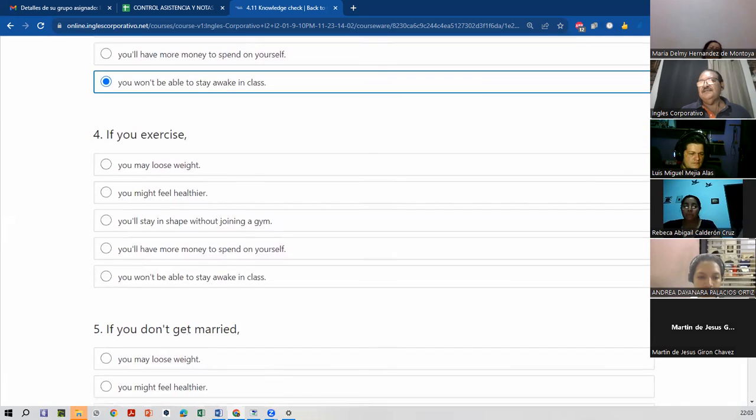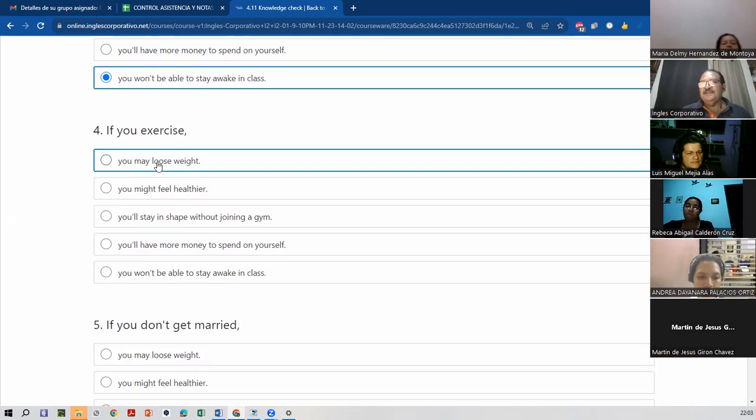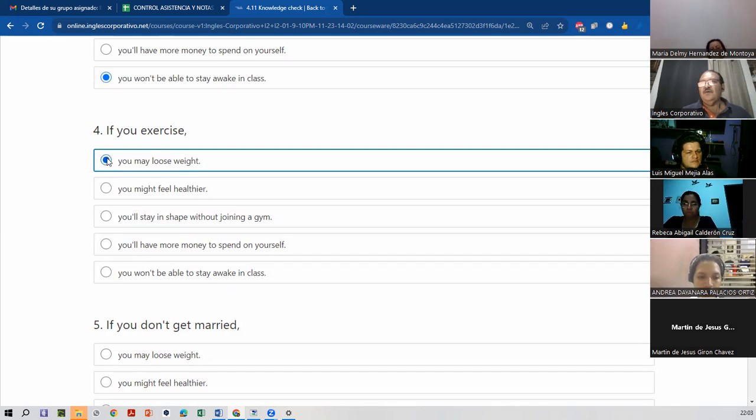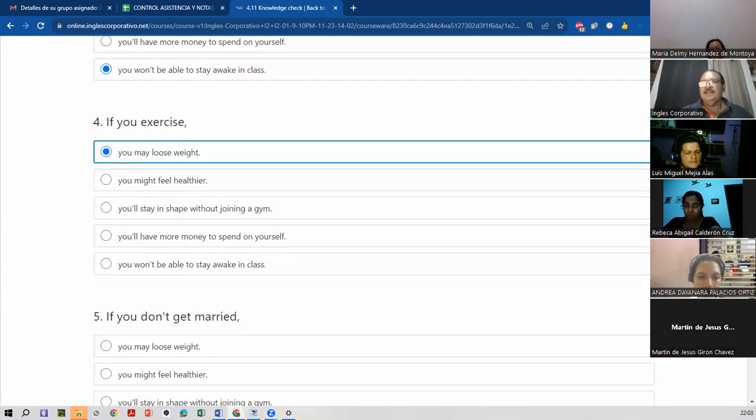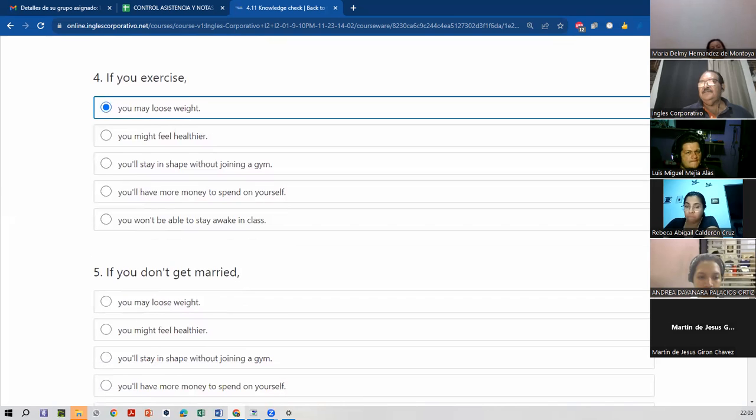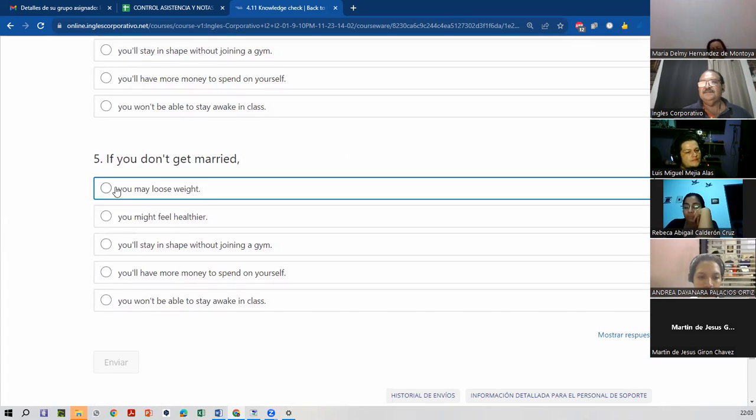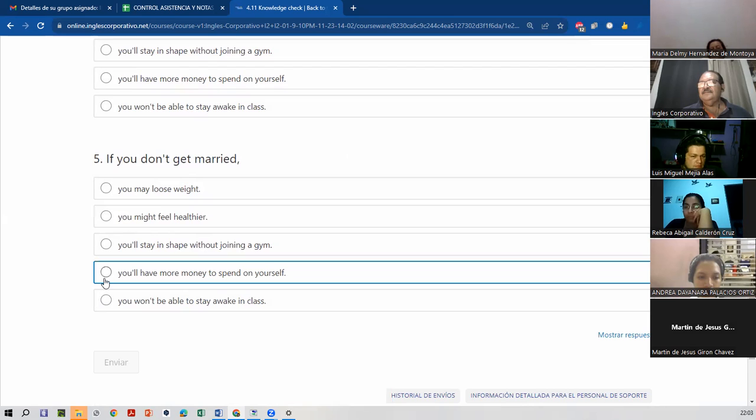And if you exercise, you may lose weight. Okay, there is a mistake here. Lose has to be with only one o. The loose is for clothes, holgado, right? When you're talking about clothes. Number five, if you don't get married, you will have more money to spend on yourself. Yes, right? Because obviously.